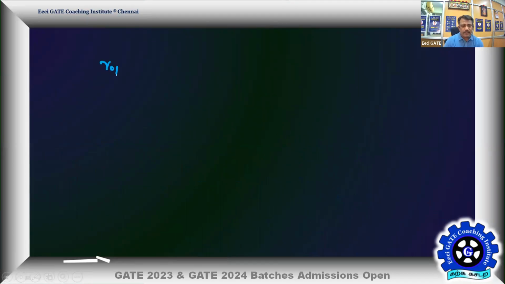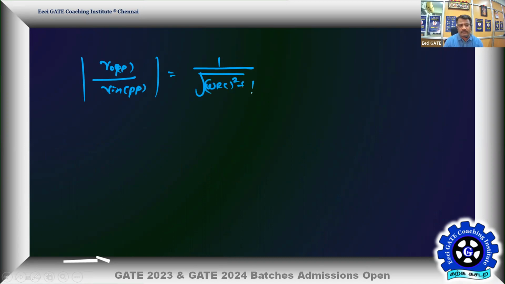So V0 peak to peak divided by Vin peak to peak. Let me take directly this as a magnitude. That should be equal to 1 by root of (omega RC) the whole square plus 1.